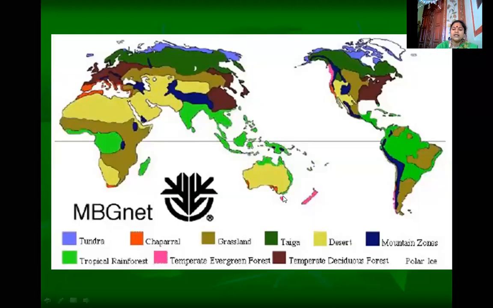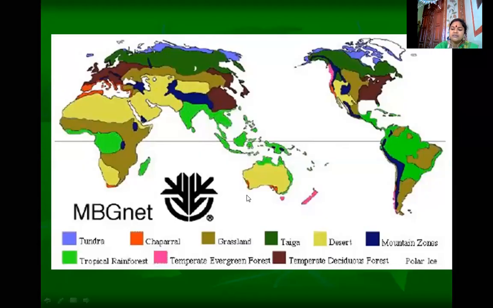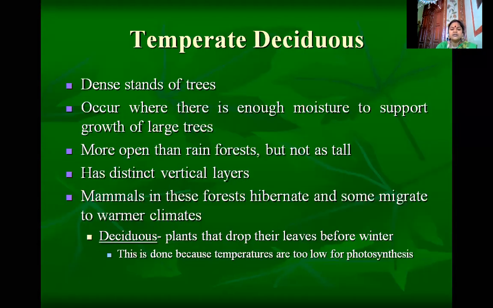Because it is very dense, just a minute. The mammals, especially the bears, used to hibernate. You have heard about hibernation. Hibernation is nothing but taking rest for a long period of time. Some of the mammals sleep for 6 months also, 3 to 6 months. So these mammals take rest in this temperate deciduous forest and some migrate to warmer climates.